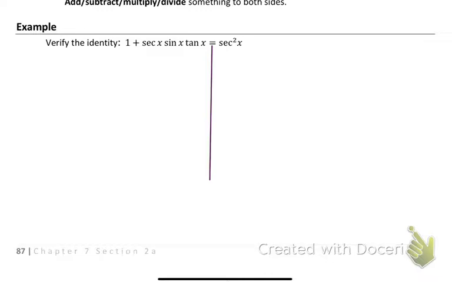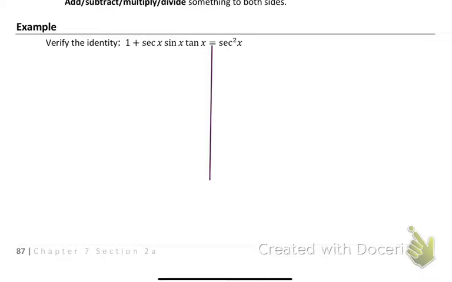So I work on this side as much as I can. If I need to, I can then go to this side and maybe change this side to make it look like... Our goal is to make sure both these sides look the same without, like I said, you cannot subtract 1 from both sides. I can't move anything from here to here. These are basically proofs. I want to prove that this equals secant squared. It doesn't work when you start subtracting stuff.